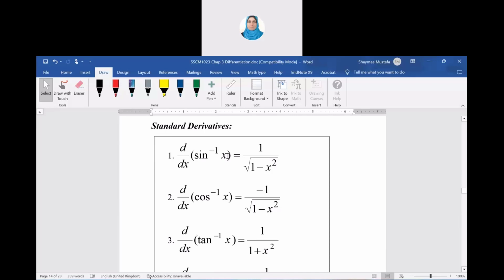You just need to know how to apply. I mean, we will give you what the derivative for sine inverse, cos inverse, tan inverse, and so on is. Also for hyperbolic function, we give you the rule. But you need to know how to apply.